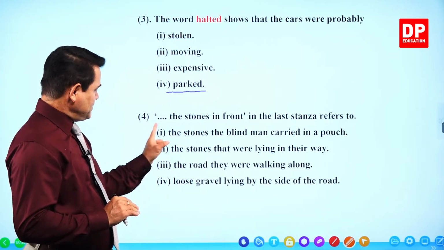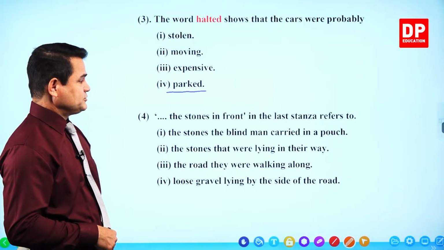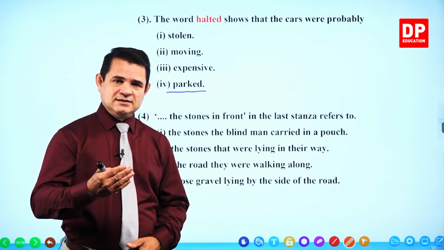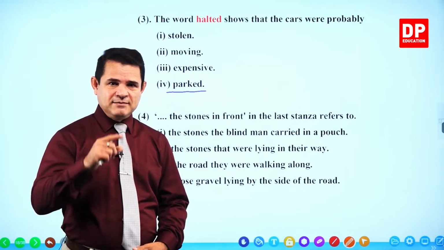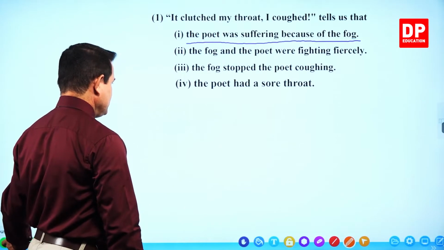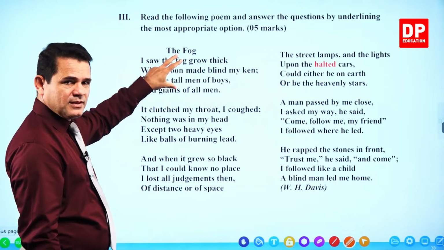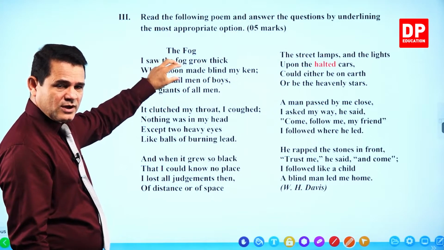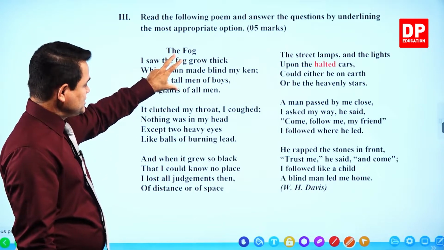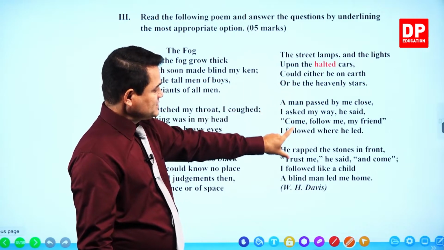Next one. The stones in front in the last stanza refers to... You know stanza in a poem. If it is an article, letter or essay, we have paragraphs. In a poem, a group of lines like this, which can be four, five or three lines, we call a stanza, not a paragraph. This is the first stanza, second stanza, third stanza, fourth stanza, fifth stanza and the sixth.